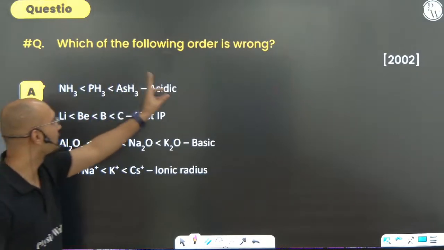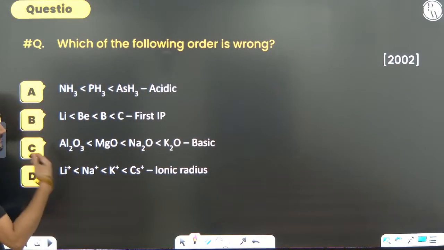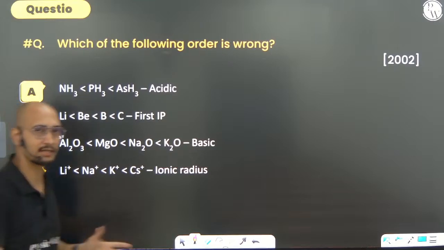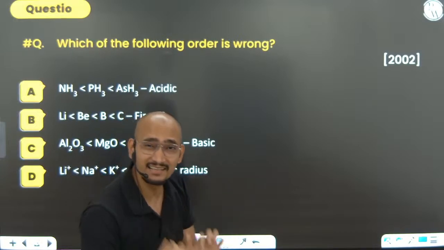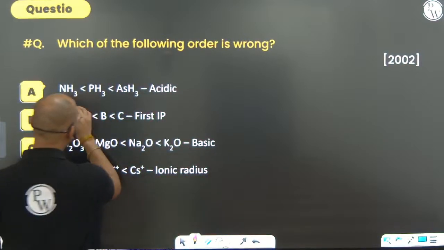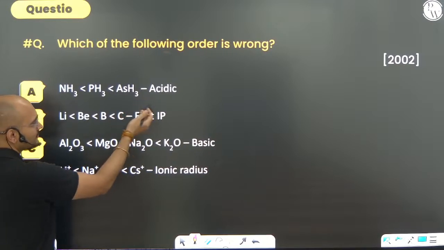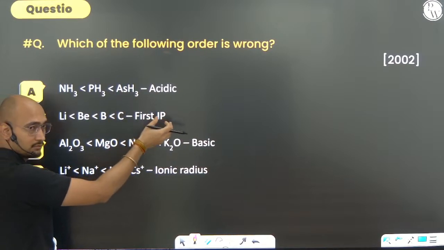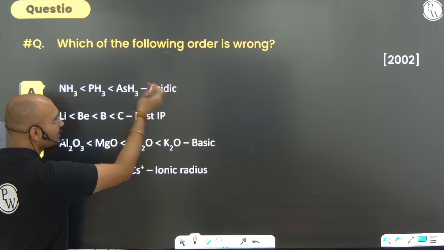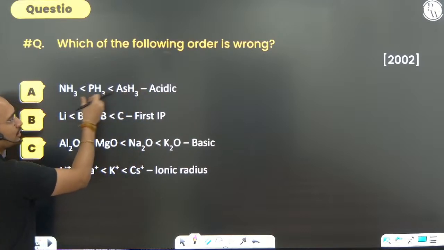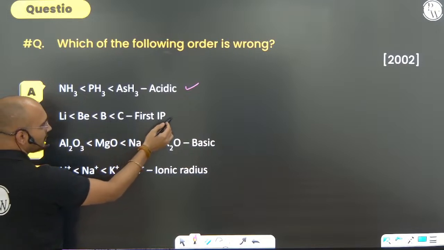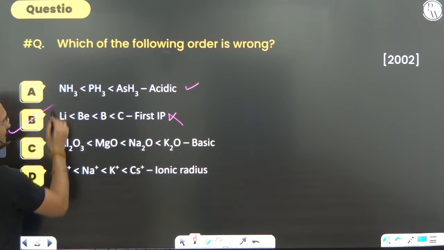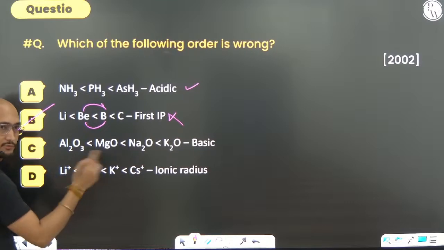Which of the following orders is wrong? Acidic character: as we go from top to bottom, the hydrides' acidic character increases, NH3, PH3, and so on, as they can easily give H+ because the bond is weaker. So that is correct. Lithium, beryllium, boron, carbon, first ionization potential: no, wrong. So option D, because here boron and beryllium should change their places.